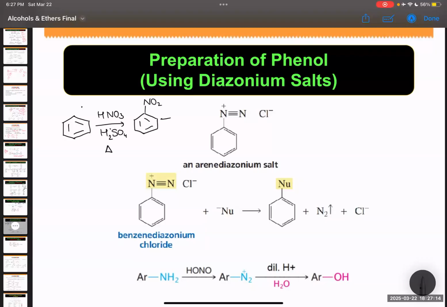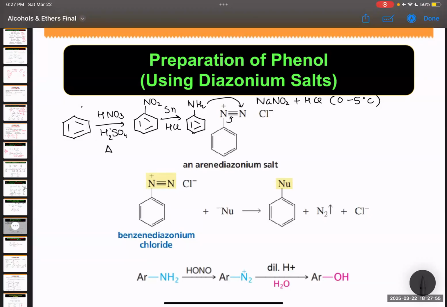Nitrobenzene you are going to reduce. How are you going to reduce it? Sn/HCl or Fe/HCl. You are going to get NH2, that is aniline. Aniline you react with NaNO2 plus HCl between 0 to 5 degrees. That will convert the NH2 to N2 plus. And now N2 plus being a good leaving group, it will come out. You cannot stop it. Upon heating, it will come out.